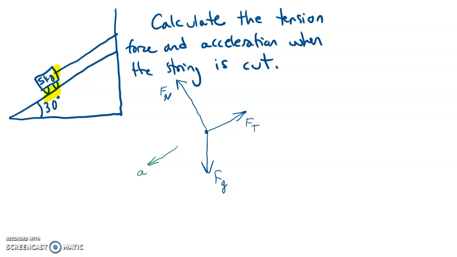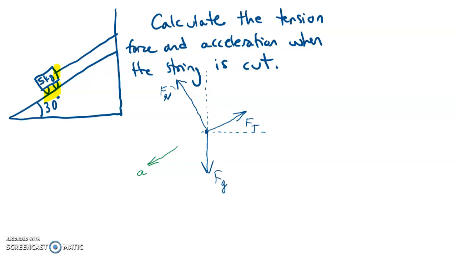Because a typical way you might solve a problem like this, if you didn't know any better, this is going to be wrong, so don't follow what I'm doing, is to make your x and y axis like that, horizontal and vertical. The problem with this is you're going to have to find the x and y components of tension, which is unknown, the x and y components of normal force, which is unknown, and the x and y components of acceleration, which is unknown. That's three unknowns on each axis, and that just makes it mathematically virtually impossible to solve this problem.